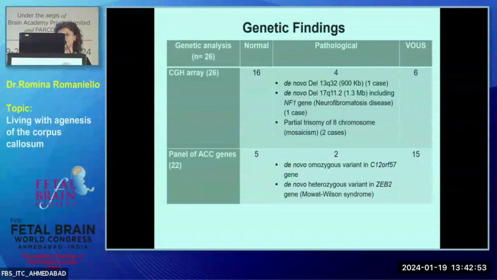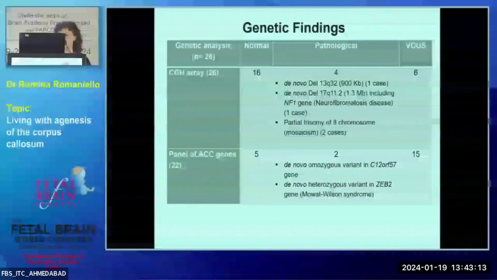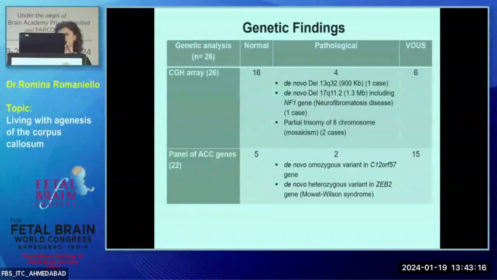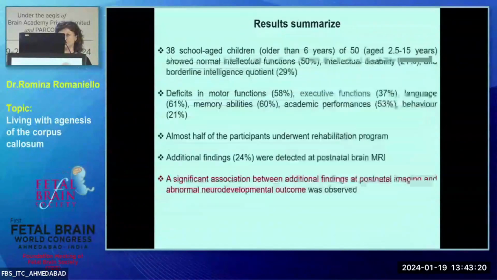A panel of ACC genes was performed in 22 cases, with normal results in 5 patients, a variant of unknown significance in 15 patients, and pathological in 2 patients: a de novo homozygous variant and a de novo heterozygous variant in the SEB2 gene, Mowat-Wilson syndrome.